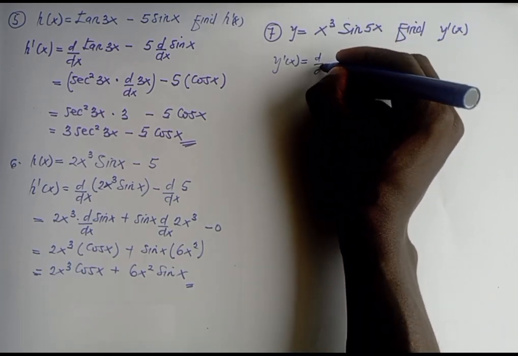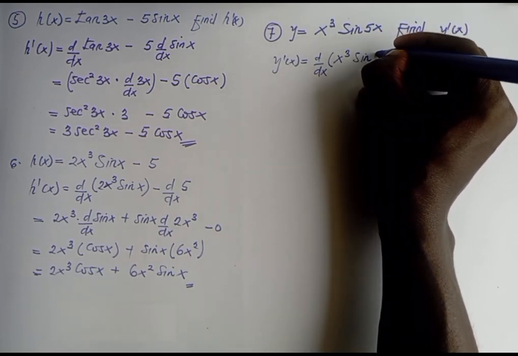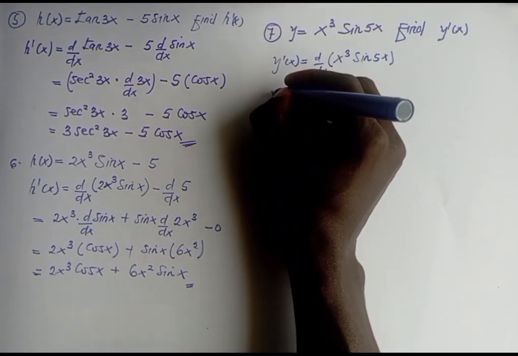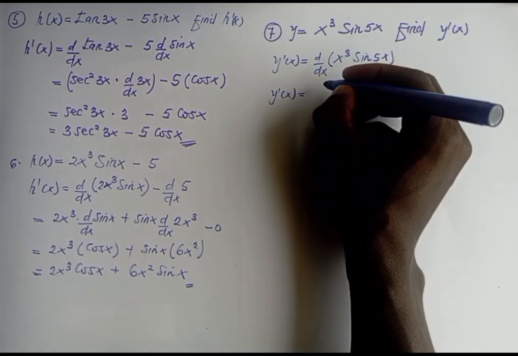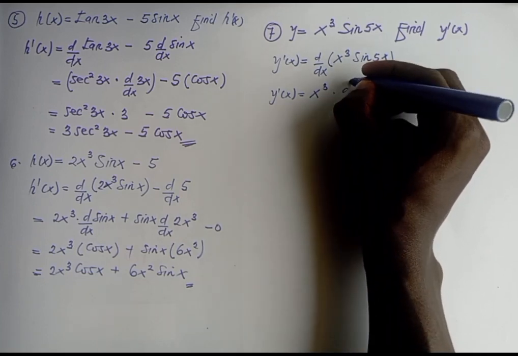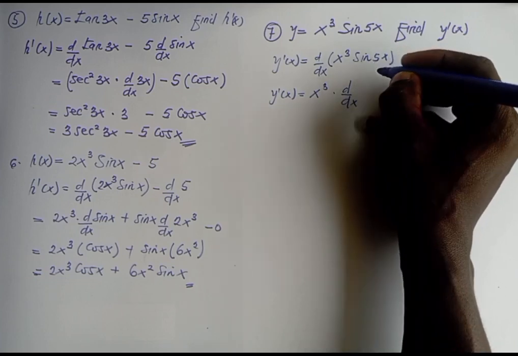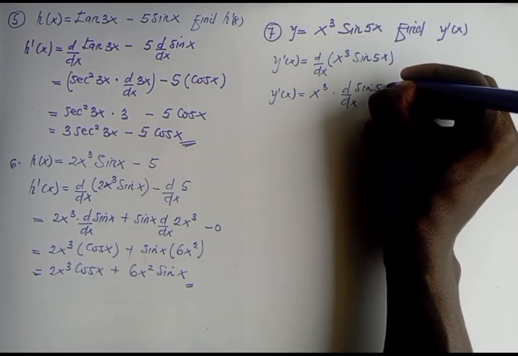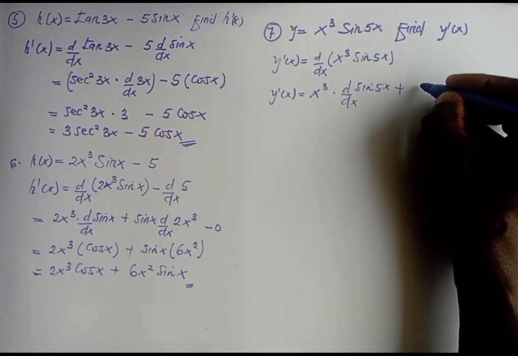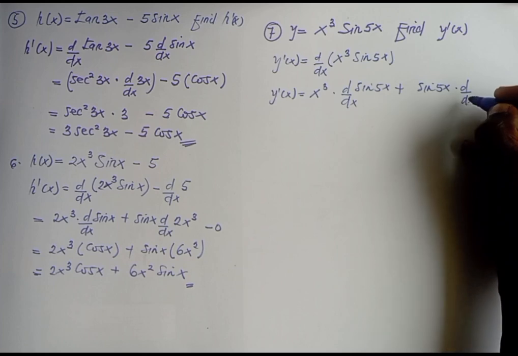we differentiate x cubed multiplying sine of what? 5x. So applying the product rule, we are going to get, so we keep the first function, which is what? x cubed, and then multiplied by the derivative of the second function, that is sine of what? 5x, then plus, we keep sine 5x, sorry, and then we differentiate the first function, that is what?